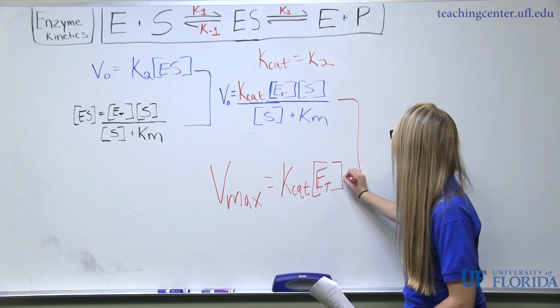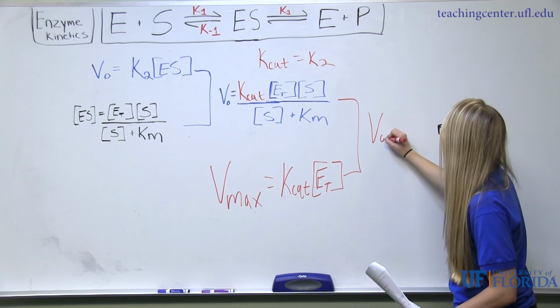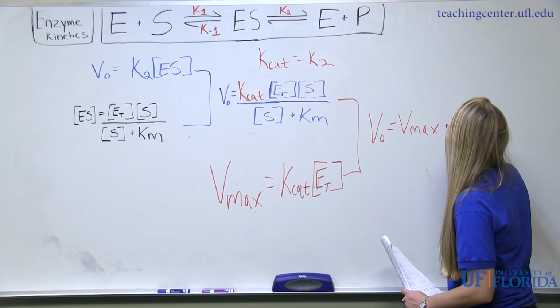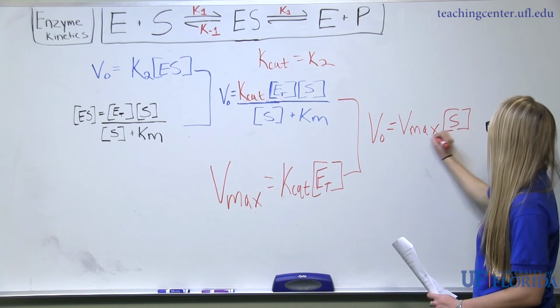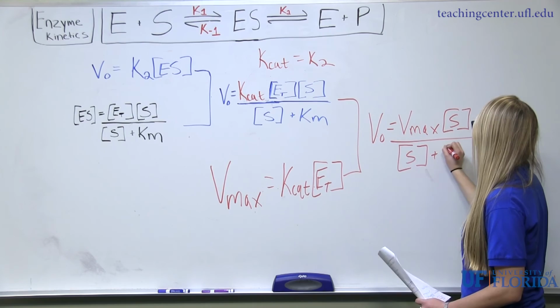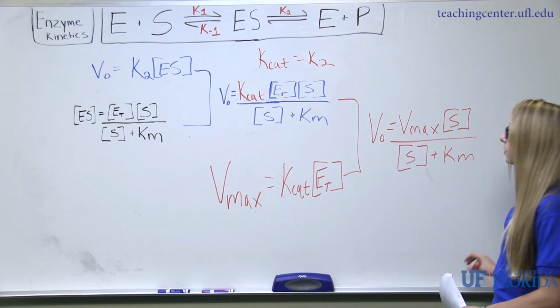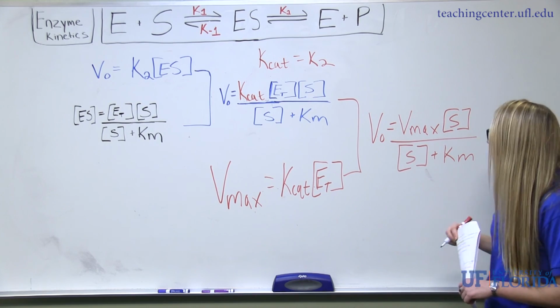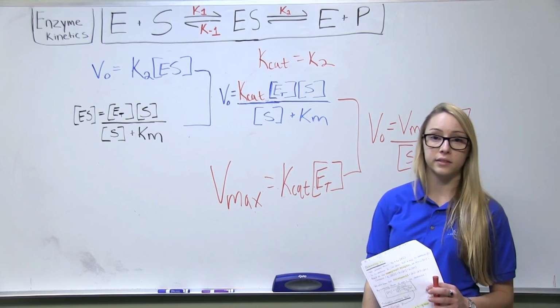So by combining these two, we will get V naught equal to Vmax times substrate concentration all over substrate concentration plus Km. So this equation right here is actually our Michaelis-Menten equation, and it's definitely important to memorize.